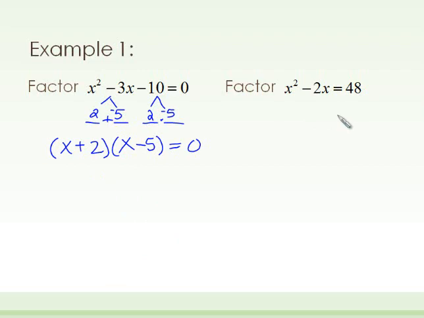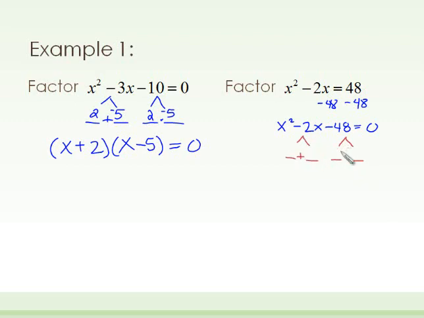Alright, let's go ahead and try this example over here. Notice in this example, it does not equal 0. Before you can factor, you've always got to have one side equal to 0. So we need to move the 48 to the left side. Now the 48 is positive, so we're going to start off by subtracting 48 from both sides. And I have x squared minus 2x minus 48 is equal to 0. Now we can go ahead and factor. So let's go ahead and find two numbers that when you multiply them equals negative 48. But those same two numbers add up to be negative 2.